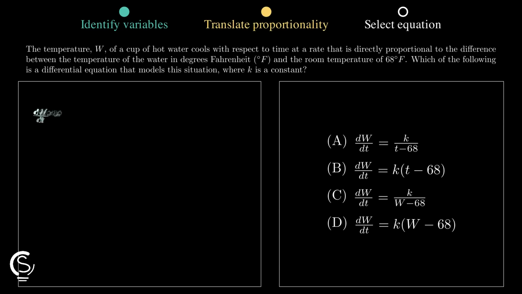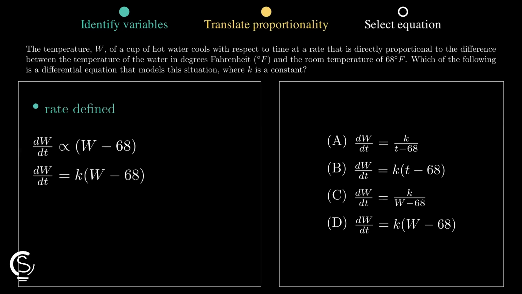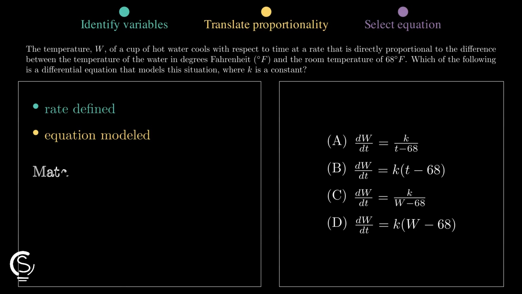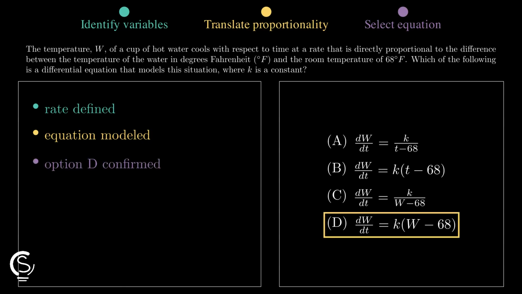Direct proportionality means the rate equals a constant K times the difference between the water temperature W and the room temperature 68. That gives us the equation dW/dt = K(W - 68). Comparing our derived equation to the choices provided, we see that option D matches our model perfectly. That makes option D our final winner for this specific math problem today.